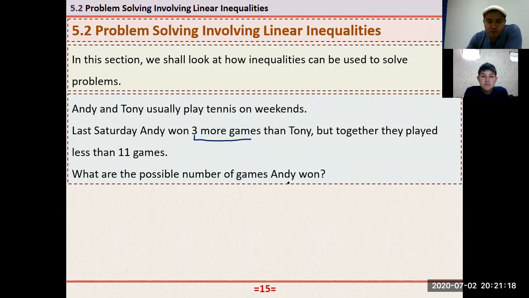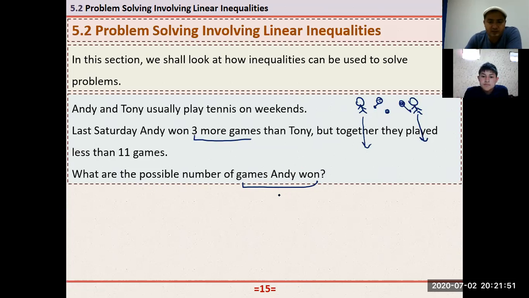Okay, so how many games did Andy win? 2 people, they played tennis, right? This is the first guy, and that is the second guy. They played tennis here, right? Anyway, also they are playing tennis here. Okay, and here we have a ball. Anyway, here we are recording their scores. Here it says that last Saturday, Andy won 3 more games than Tony. So what are the possible number of games Andy won?